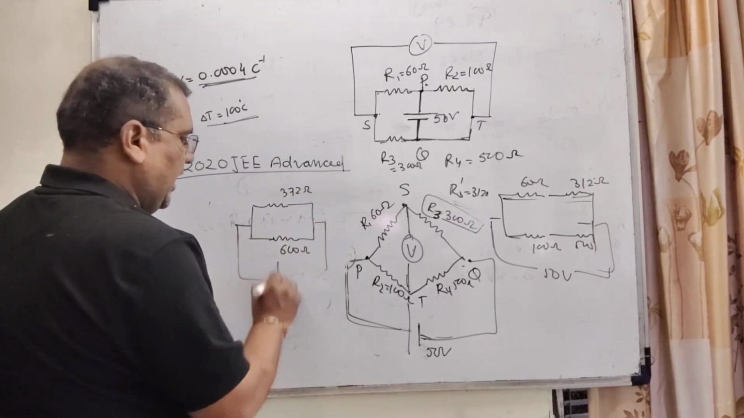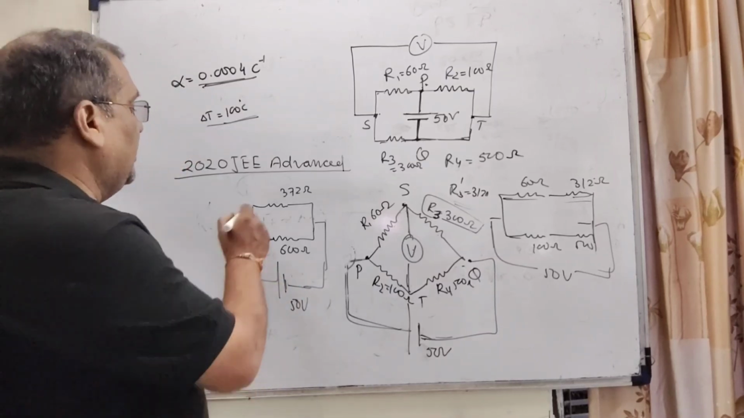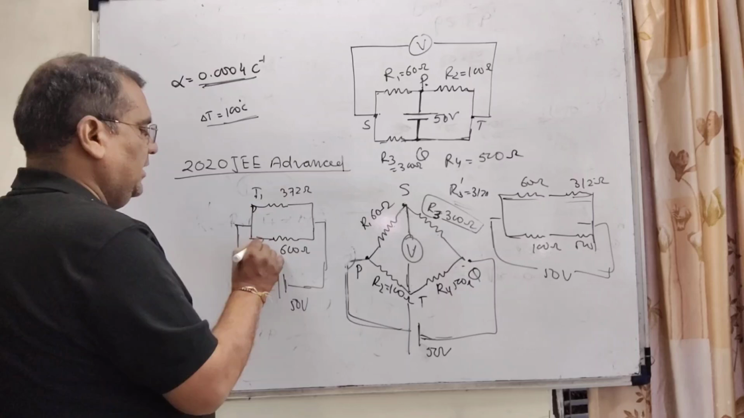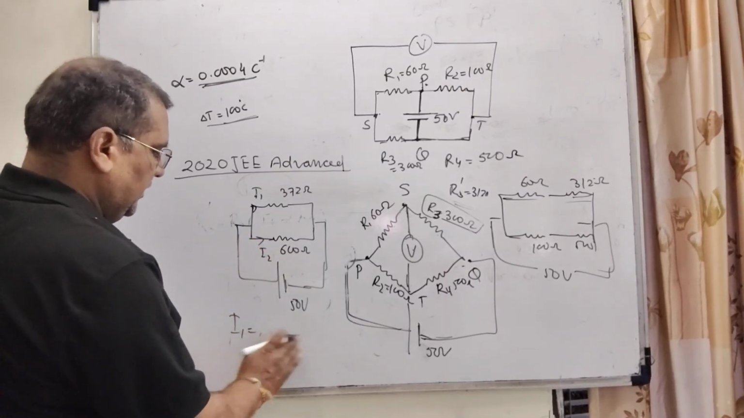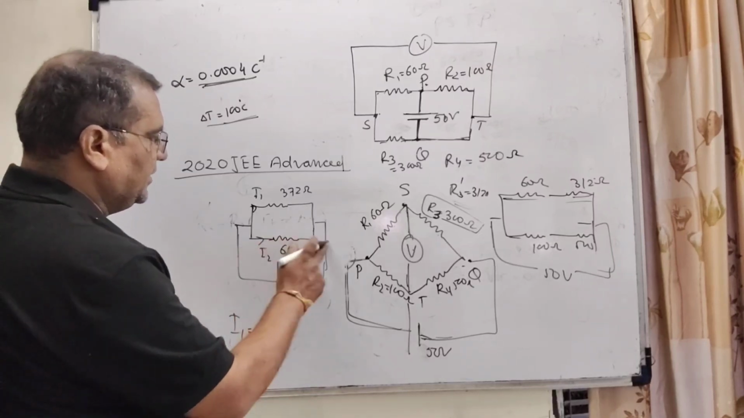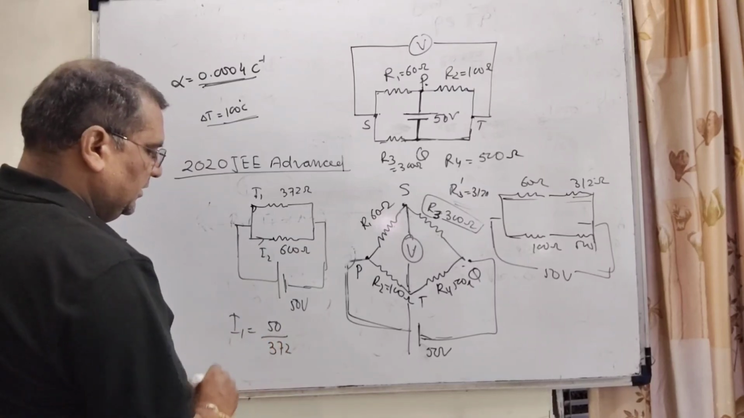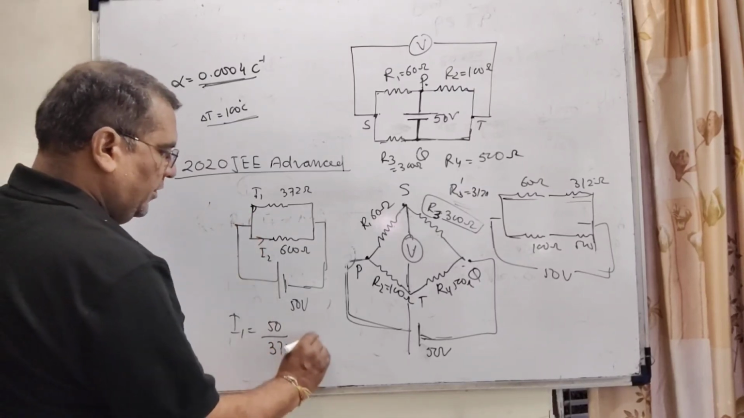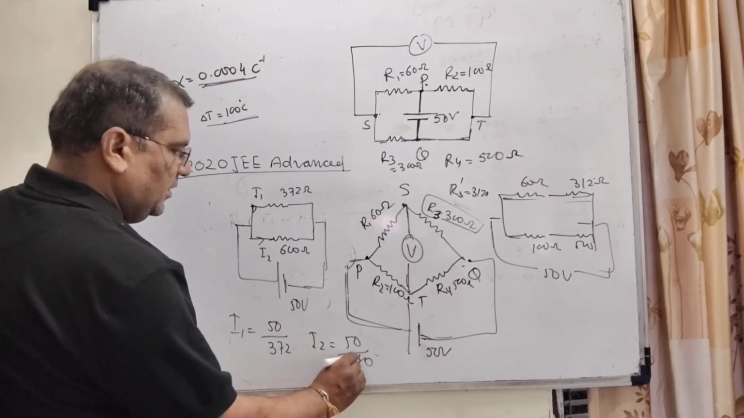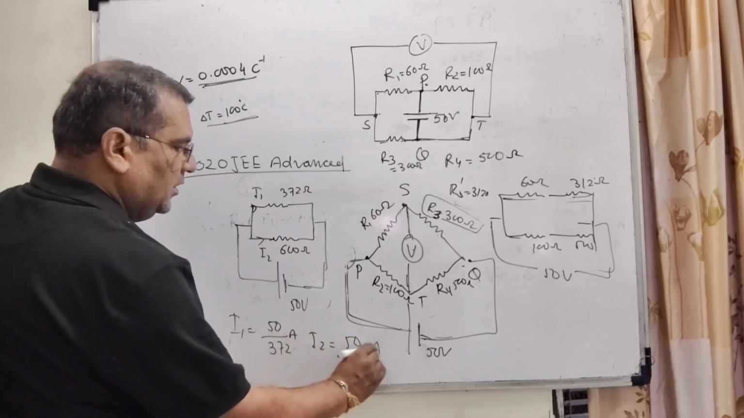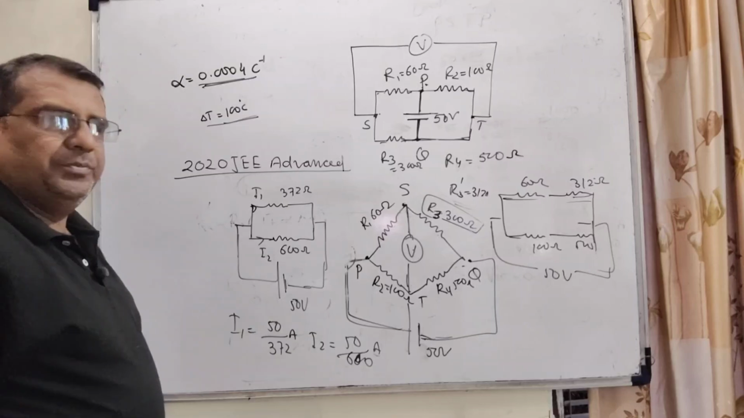As we know, if the path is changed, the current is changed. So let's say the current in one path is I1 and in the other is I2. What is the formula of current? I1 is equal to V by R. The potential difference is the same, that is 50, and the resistance is 372 for I1, and I2 is equal to 50 by 600 ampere. Clear? So here we get two currents, I1 and I2.